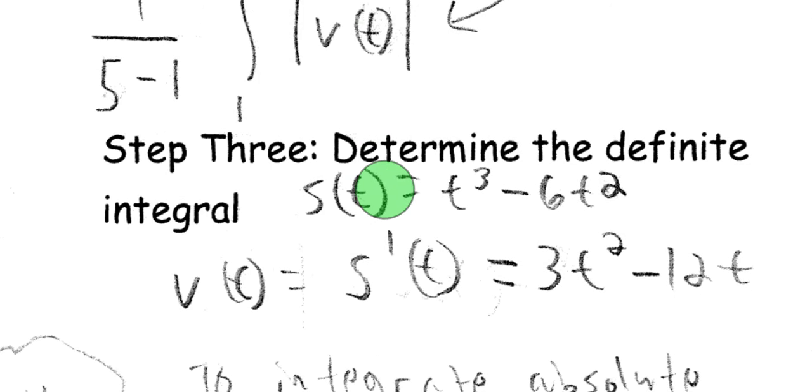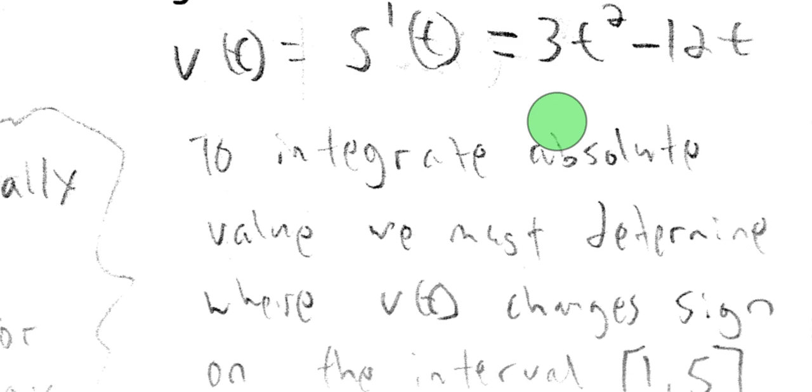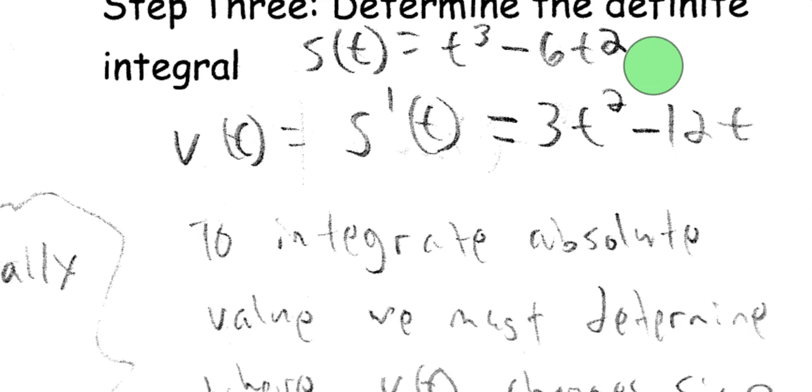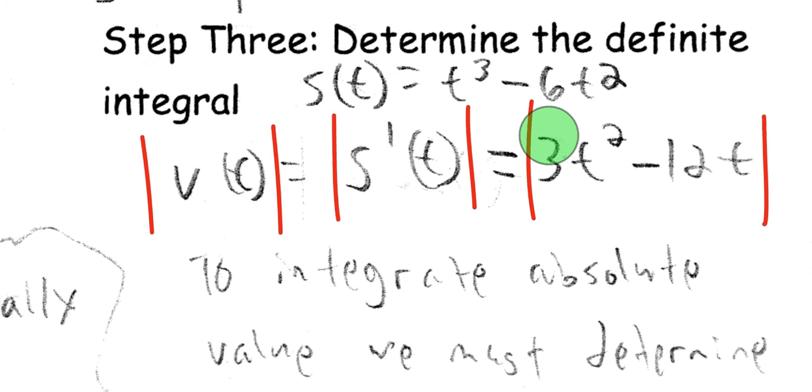Now, to do this, we have to take the derivative of the original formula they gave us. The derivative of t cubed minus 6t squared is going to be 3t squared minus 12t using the power rule. And then the speed is just going to be taking the absolute value of this, so put absolute value bars around there. This will be my speed function. So I want to find the average value of this, which came from my position function.